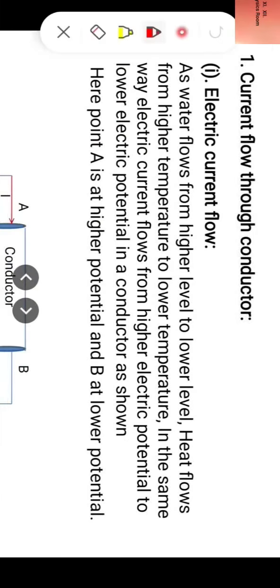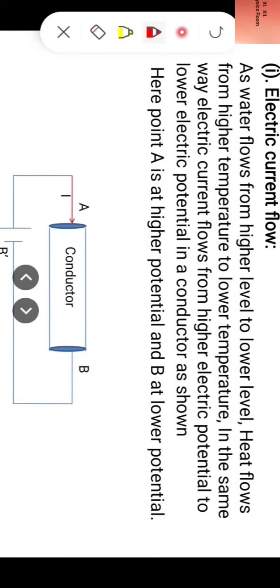Now we start with current flow through conductor. First term, current flow through conductor. First part of it, electric current flow. How does electric current flow? Let us try to understand it.